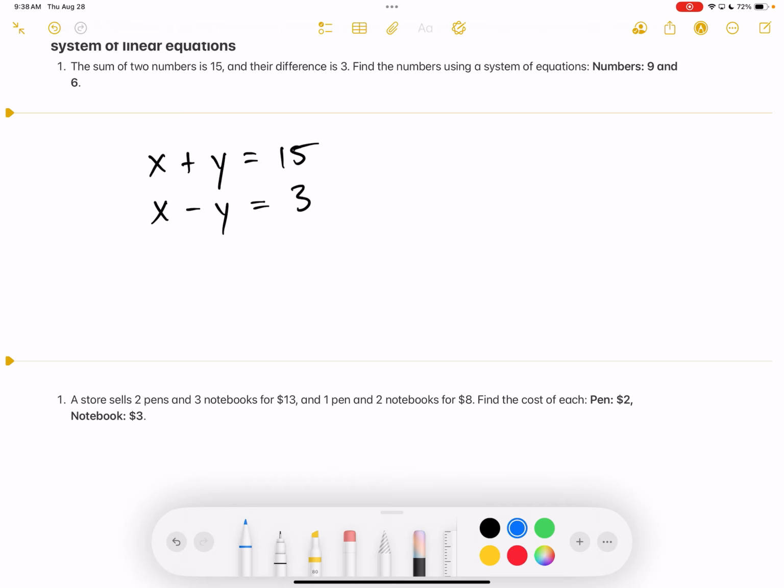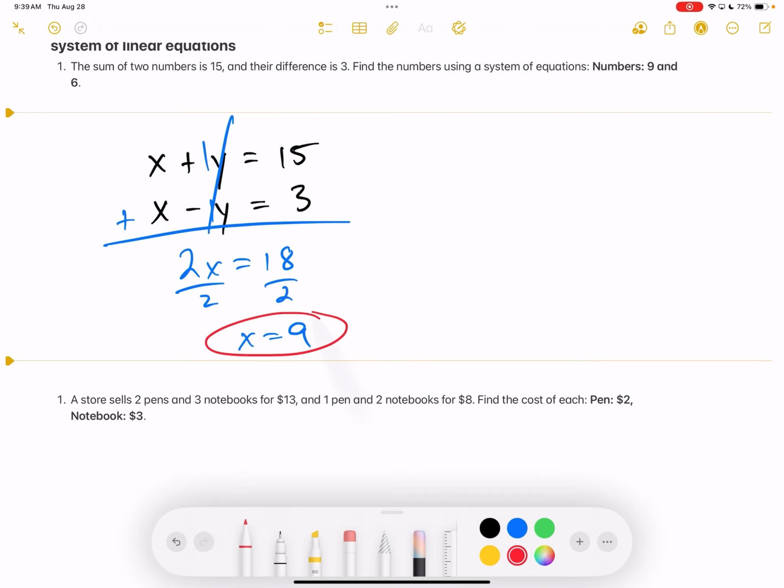So on this one, the positive y and negative y already are there. So you have positive 1y minus 1y. Those cancel out. So I get 2x equals 18. Divide both sides by 2, and x equals 9. And again, just like before, once you get one answer, plug it in. I'll plug it into the top one. Oh, wait, our x is 9. We're trying to figure out what y is. So we subtract 9 from both sides, and y is equal to 6.